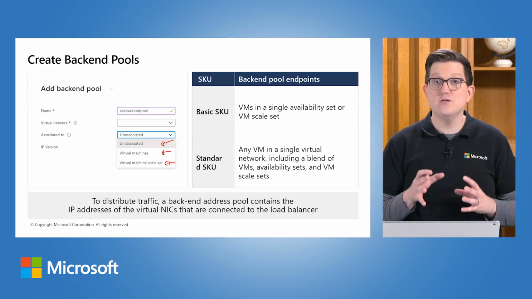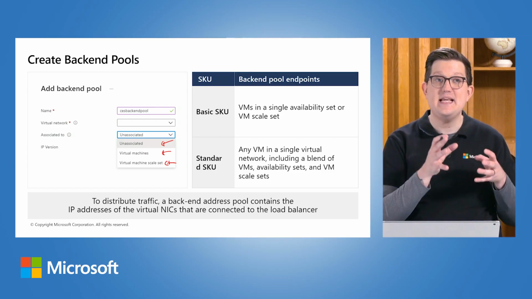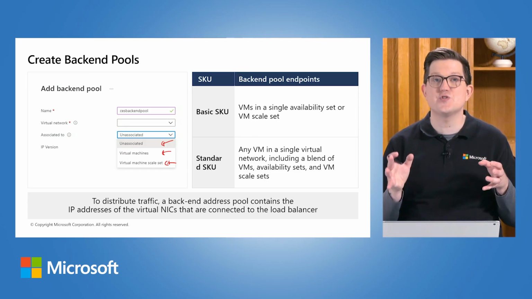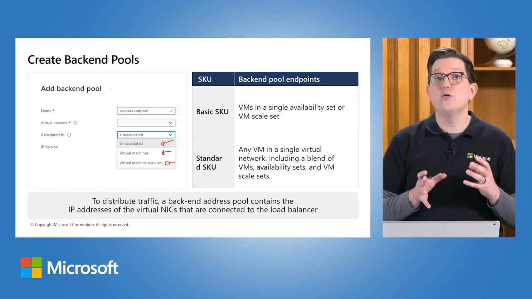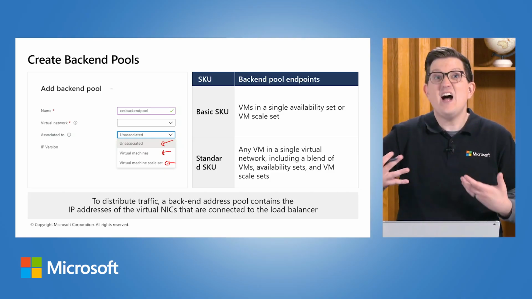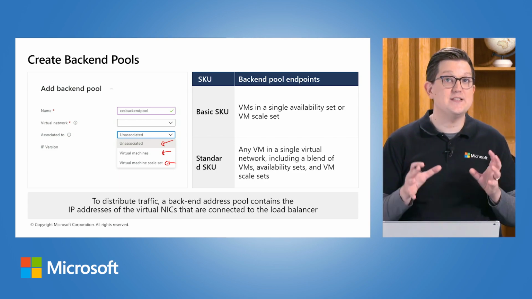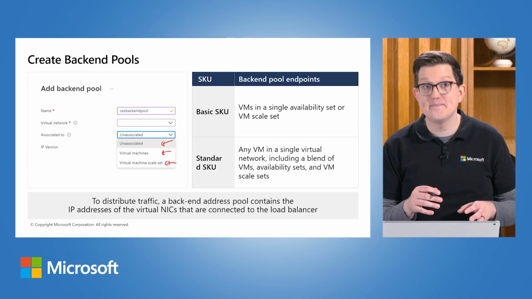A standard SKU is able to support up to 1,000 simultaneous instances in the backend pool, so it's extremely flexible if that's what you're looking for. Note that we also do support availability sets and other types of high availability scenarios with virtual machines as part of your backend pool here. So configure it however you need.